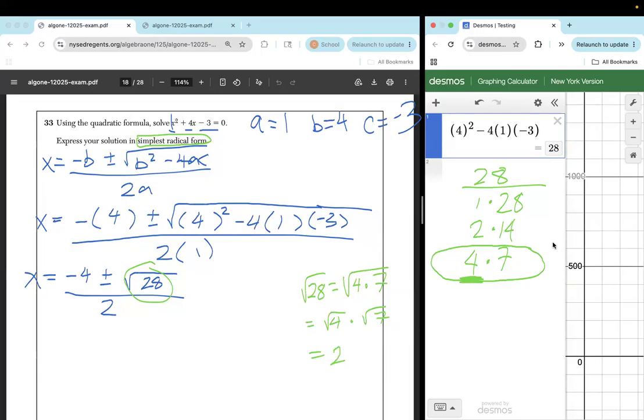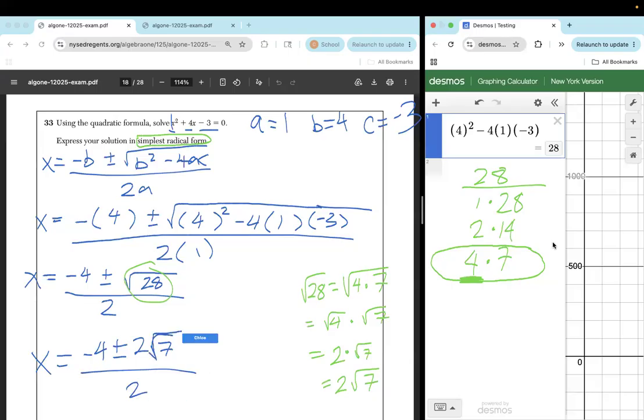So I have 2 times square root of 7, which you can just write as 2 square root of 7. 7 cannot be further broken down into any factor pair that will have a perfect square. Plus, the only factor pair of 7 is just 1 times 7, so we can't do anything with that. So I am done. So now I'm going to go back and rewrite this and use the fact that the square root of 28 is actually 2 square root of 7.